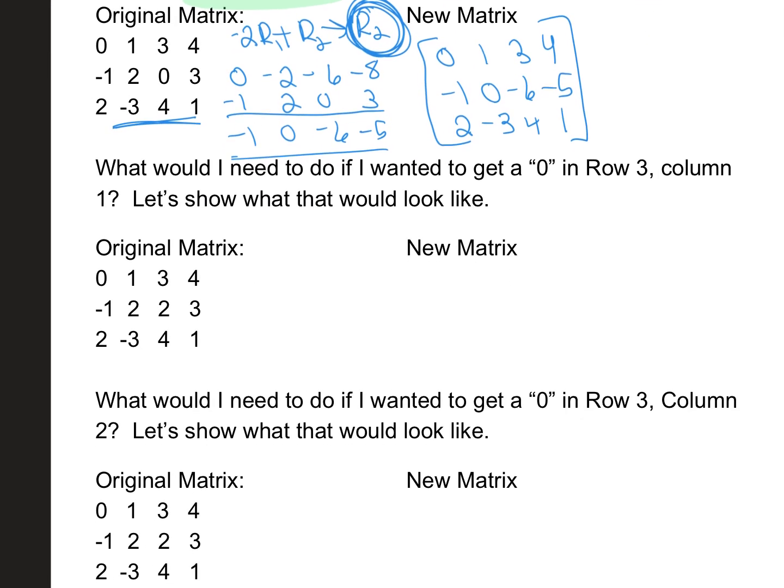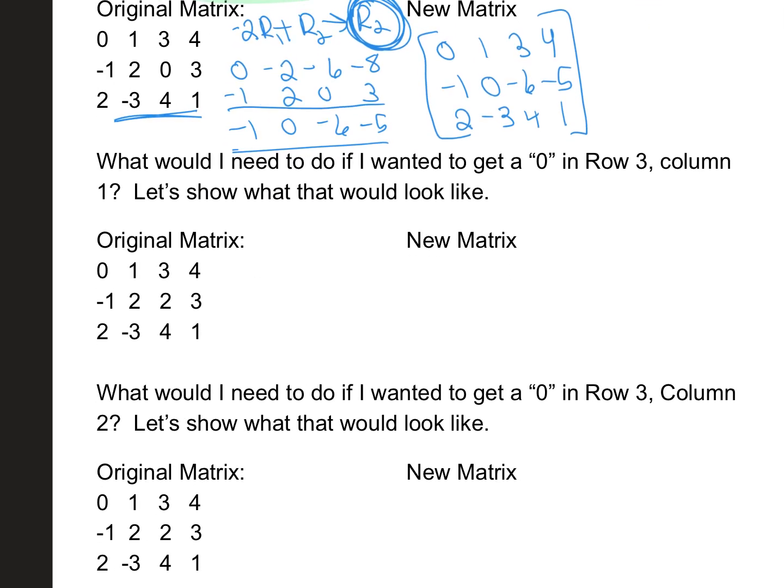So this next part here says, what would I need to do if I wanted to get a 0 in row 3, column 1? Well, row 3, column 1 is right there. Okay, that's the bottom left-hand corner. And when we start solving tomorrow, that's where we're going to start every time. We're going to want a 0 in that lower left-hand corner.